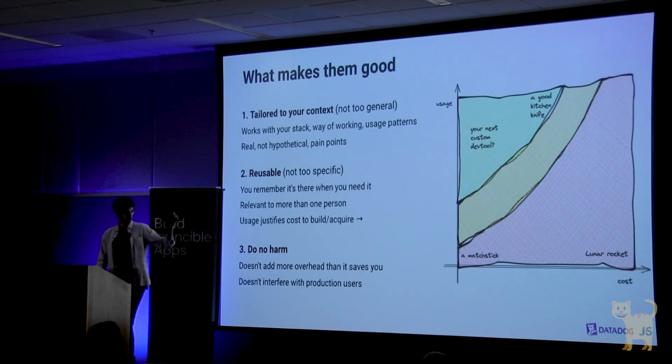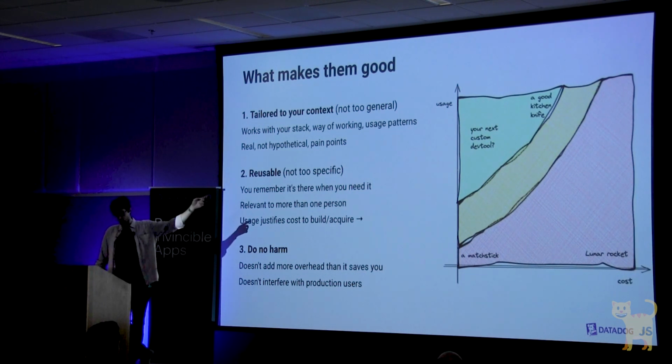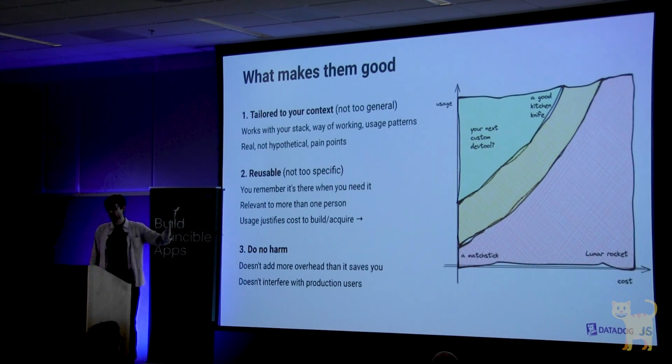And we can think about that along two dimensions, cost versus usage. So a good dev tool should live in the upper left corner. It's not too expensive and it gets lots of use. So we're looking for something that's akin to a good kitchen implement and not a disposable contraption. And third, a good dev tool should abide by the Hippocratic Oath and do no harm. It shouldn't add net overhead. It shouldn't slow down your app by more than it saves you in performance. And it shouldn't interfere with your production users.